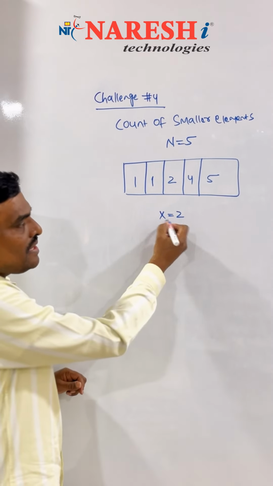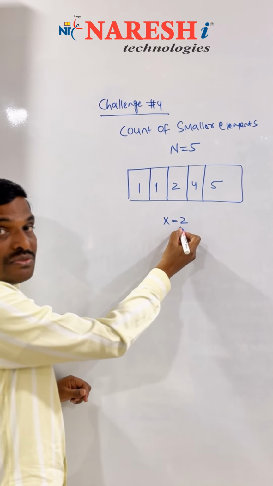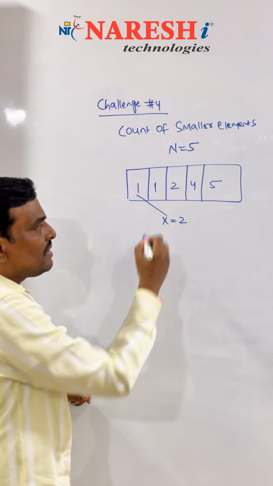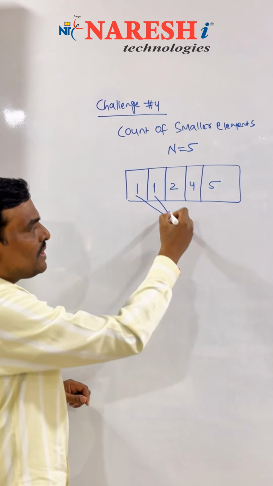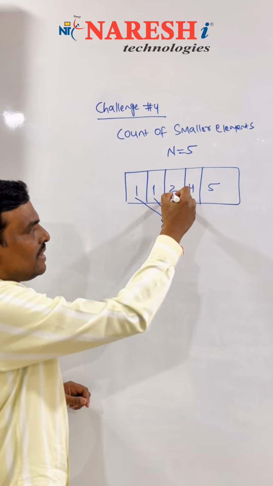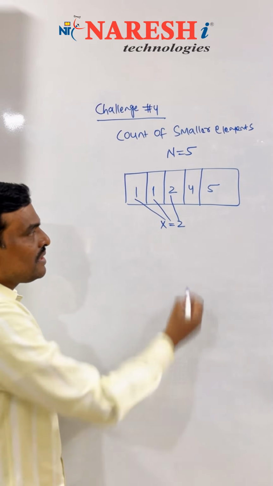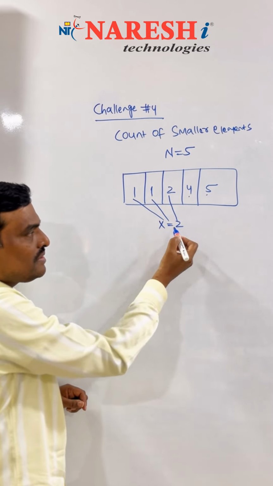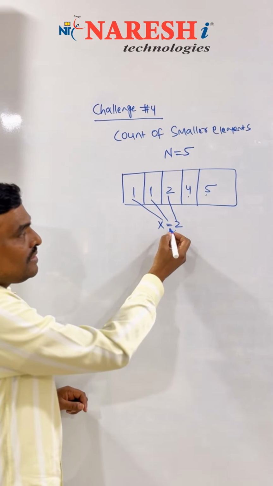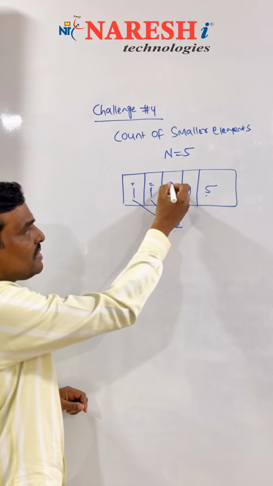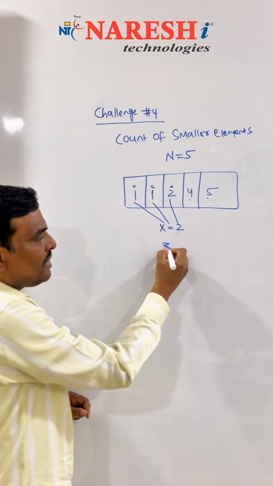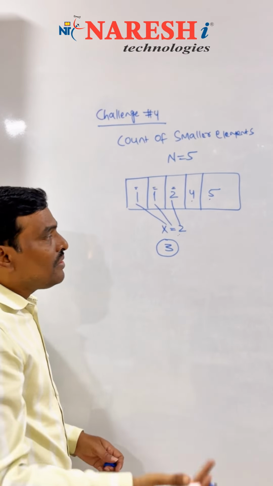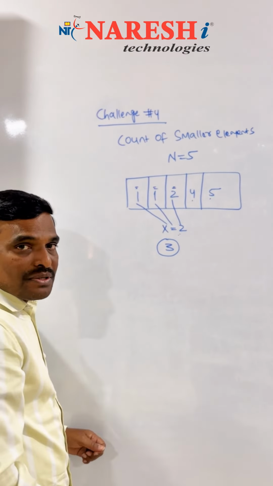Now you have to count the elements which are less than or equal to 2. So 1 is less than or equal to 2, and this 1 is less than or equal to 2, and 2 is less than or equal to 2, but 4 is not less than or equal to 2 and 5 is not less than or equal to 2. So how many elements are less than or equal to 2? So you have to display the count as 3. Now let us see how to solve this problem.